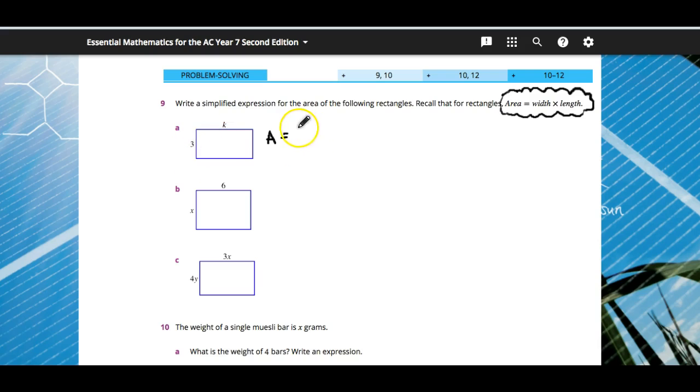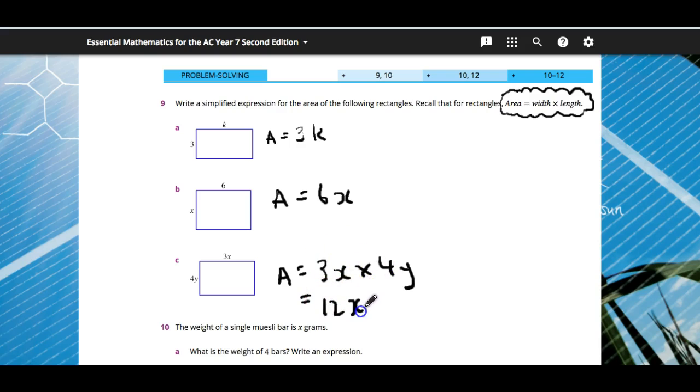Okay, so here, area, you can say your width is, actually we'll do the number first. The width is 3 times k, so we have 3k. B, we have 6 times x, so 6x. And then for C, we have 3x times 4y. Now see there what I've done with my x and my multiplying. Okay, so I can see the difference between the two of them. 3 times 4 is 12, and then put the pronumeral xy.